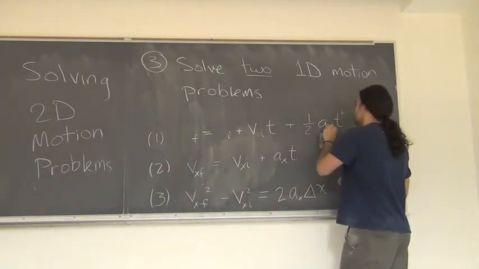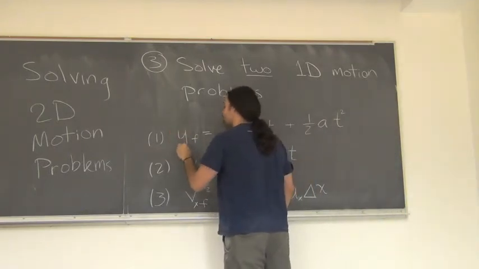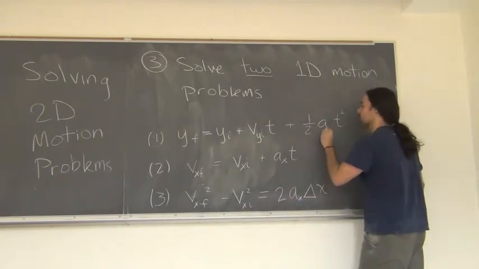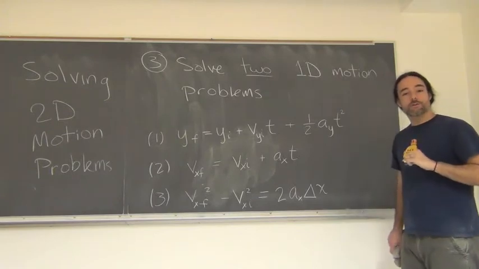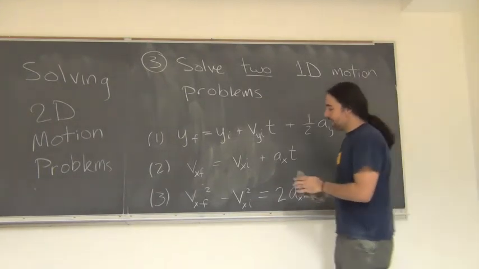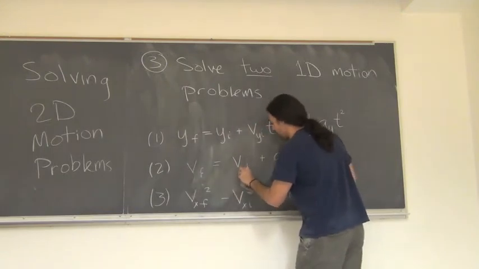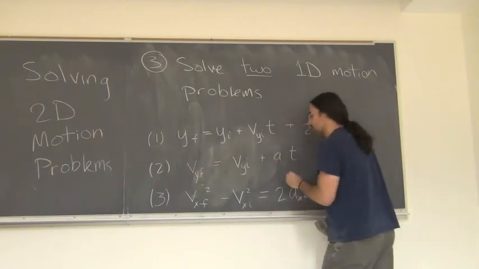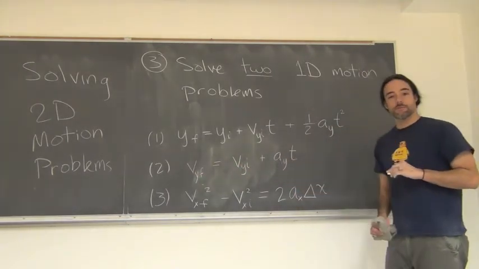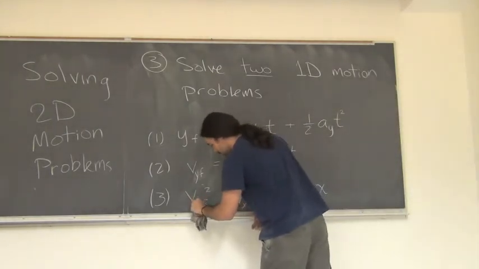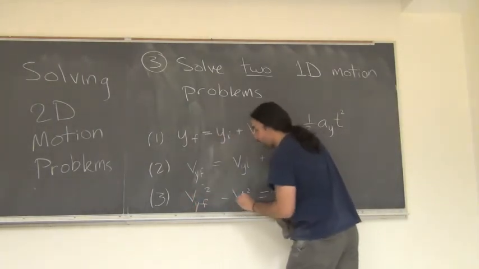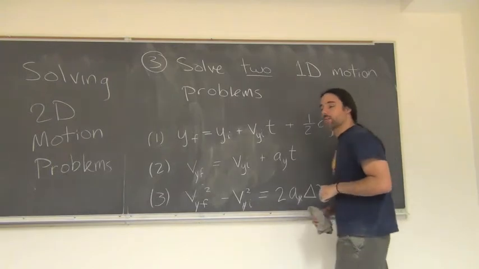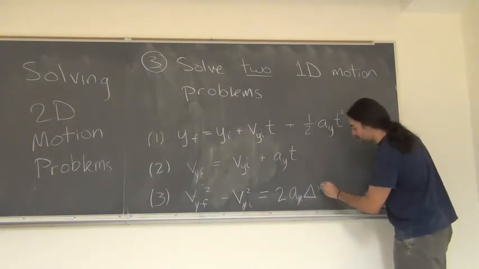So all I'm going to do is get rid of my x's here, and say that the final y position is equal to the initial y position, plus the initial y velocity times time, plus 1/2 the acceleration in the y direction times time squared. And then the same thing for the equation for the final y velocity. It's going to be the final y velocity equals the initial y velocity plus the y acceleration times time. And then we have the final y velocity squared, the initial y velocity squared, and the y acceleration times delta y now, not delta x.